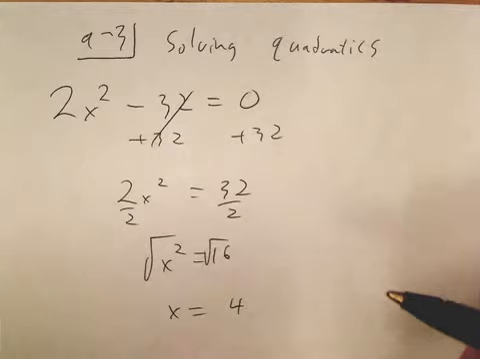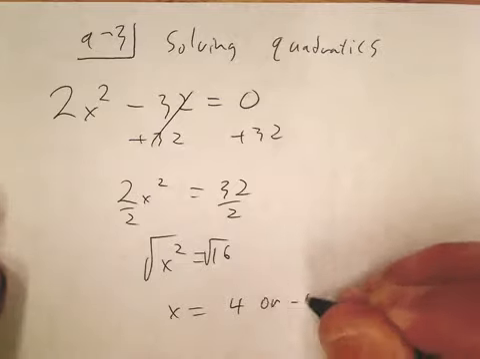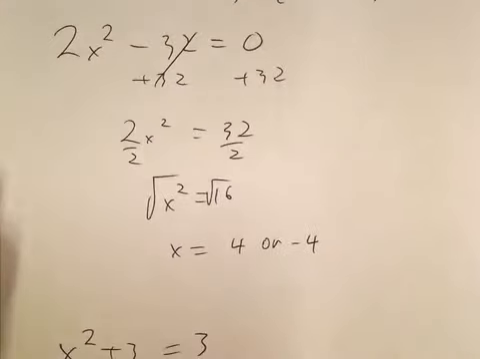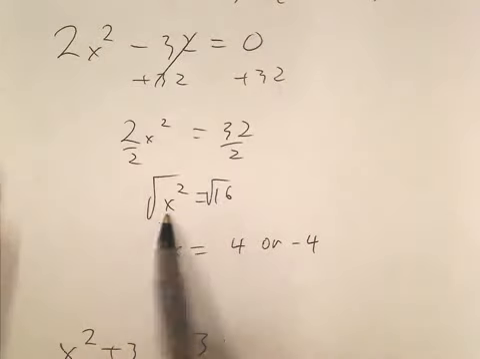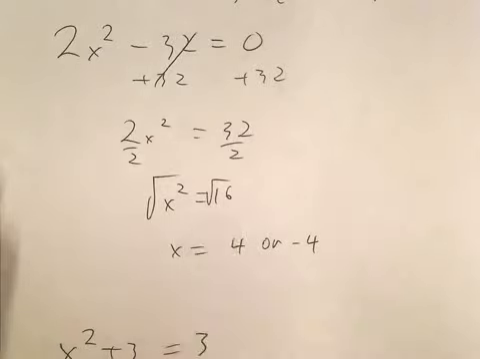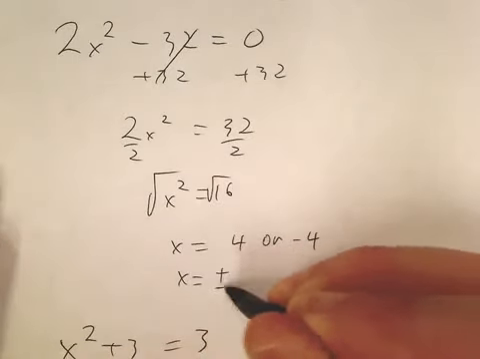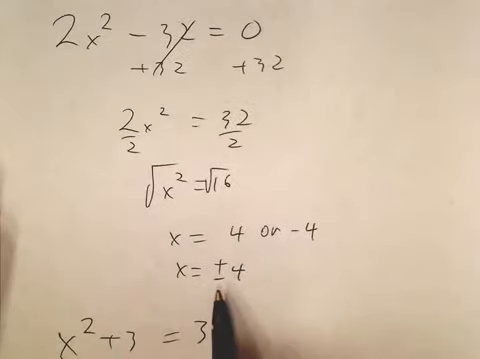But I could have a couple of different solutions here, because if some number squared is 16, 4 will work, or negative 4 would also work. Because 4 times 4 is 16, but negative 4 times negative 4 is also 16. So a lot of times I will write this as x equals plus or minus 4. I will use this symbol to say, well, this could be positive or negative. Either one will do.